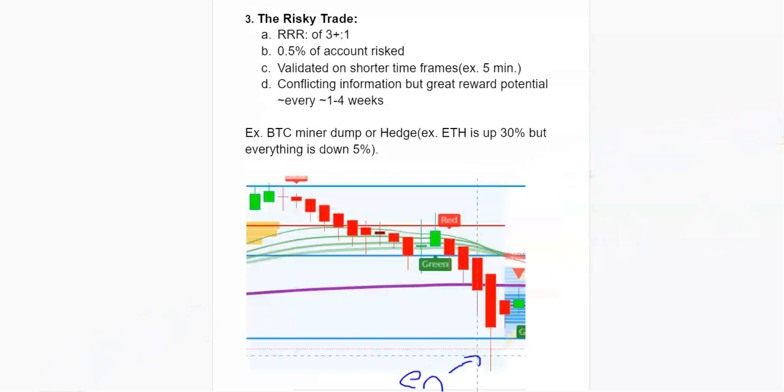The last template is called the risky trade. So this is a trade where there is a lot of very conflicting information, and maybe it's not the most optimal trade. However, it has a really high reward potential of ultimately at least 3 to 1. And for these, since it's so risky, it's more beneficial to use less of your account, so 0.5% of your account risk. So usually these are validated on shorter time frames.